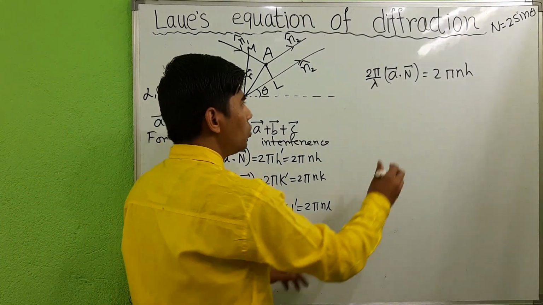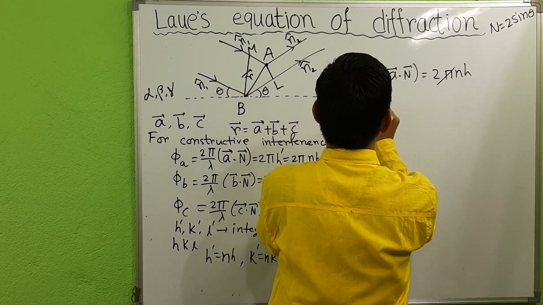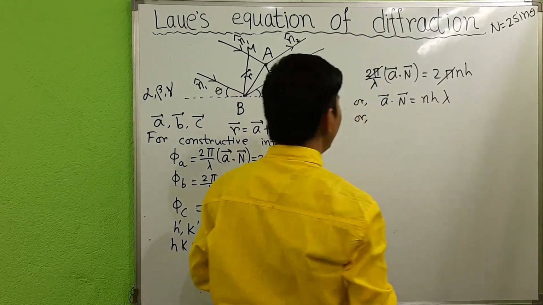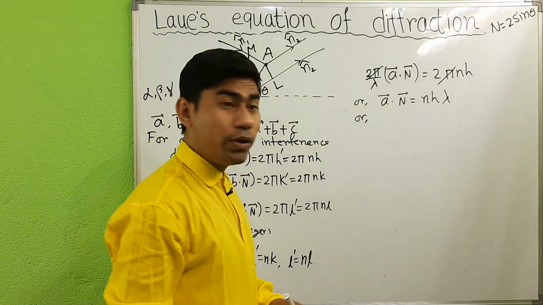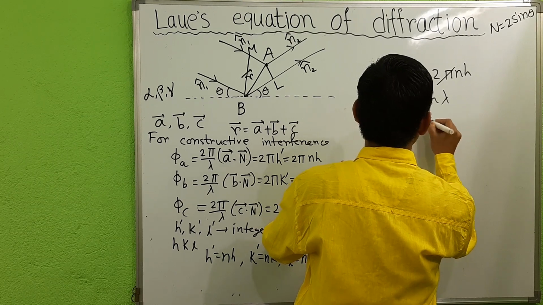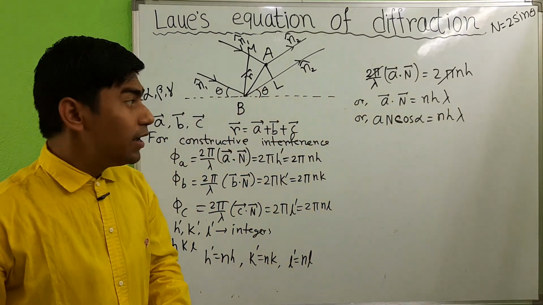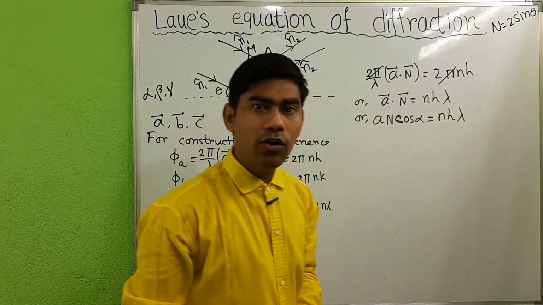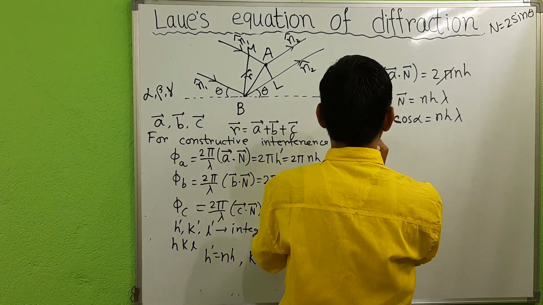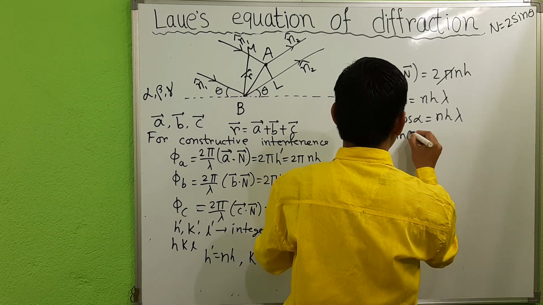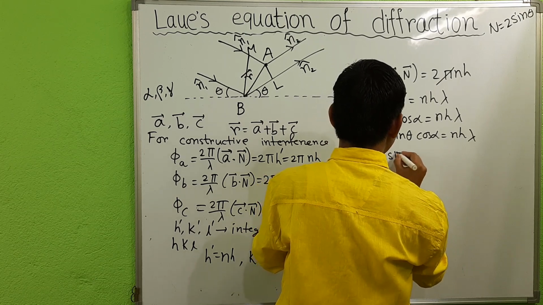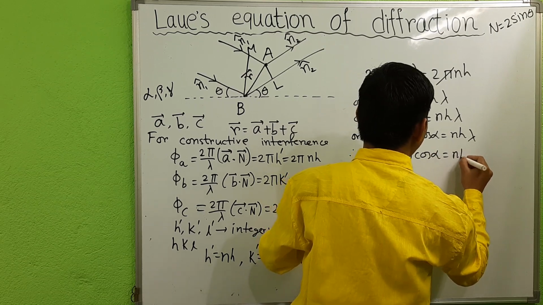Now here 2 pi will be cancelled, so A vector dot n vector is equal to nh lambda. Since the angle between A and n is alpha, we can write modulus of A into modulus of n into cos alpha is equal to nh lambda. Now the value of modulus n is 2 sin theta. If we put this value, we get a into 2 sin theta into cos alpha is equal to nh lambda. So we get 2a sin theta cos alpha equals nh lambda.